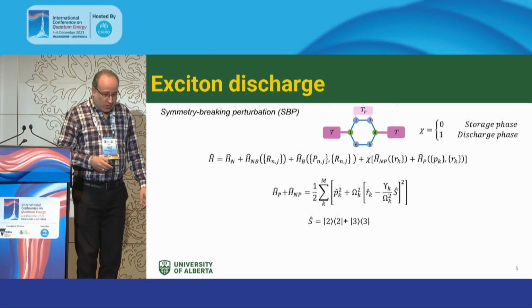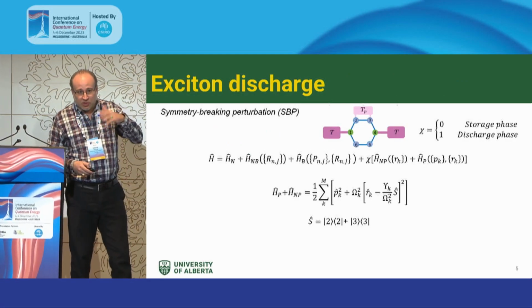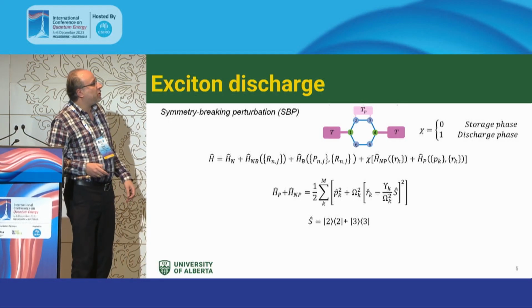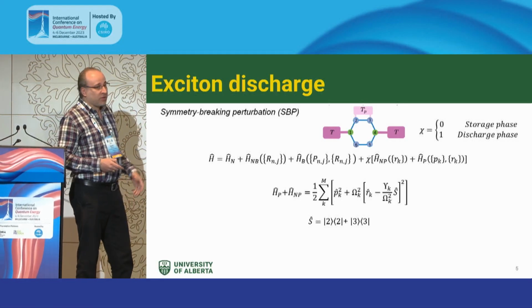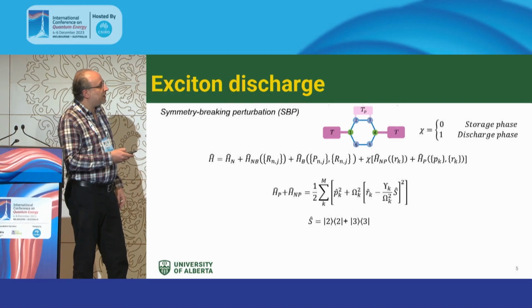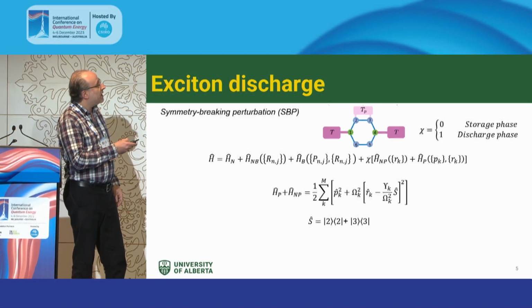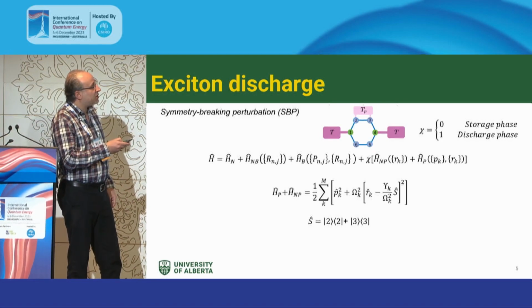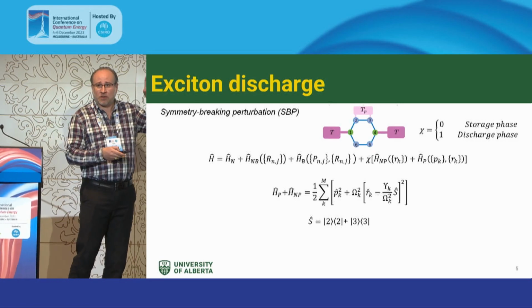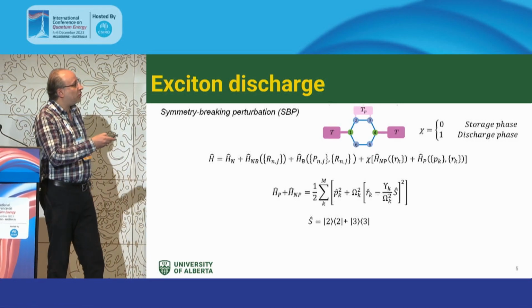Okay, so we need to store energy, and then eventually we need to discharge it. So how do we do that? So we just break the symmetry. So what we did is we attach what we call a symmetry breaking perturbation to sites 2 and 3. There's nothing unique about that. You can attach a symmetry breaking perturbation wherever you like.